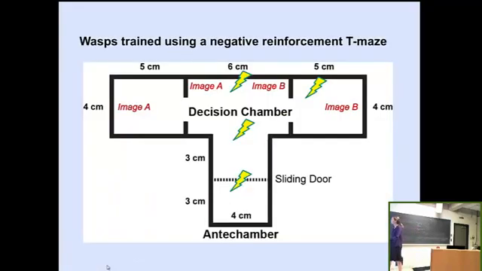So we trained wasps using a negative reinforcement T-maze. The way it worked is that one image was associated with a safety zone, and then the other image was associated with an electric shock. And we randomly swapped the position of the safety zone so that wasps were actually learning the image and not just to go right or left.